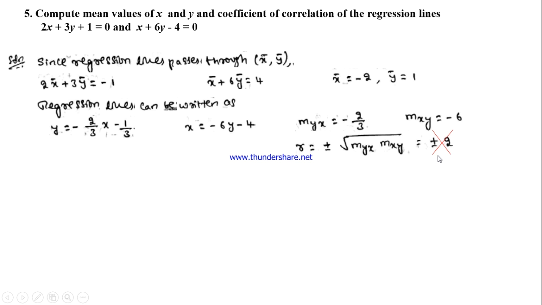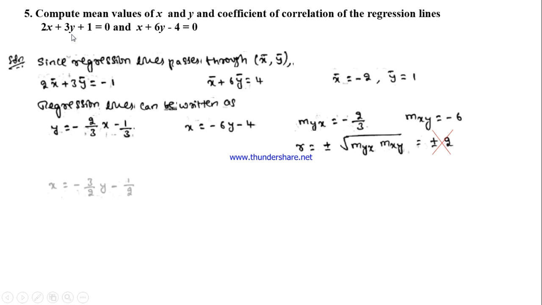Then what is wrong? The reason may be that I assumed this as the regression line of y on x and this as the regression line of x on y. But there is a chance that this is the regression line of x on y and this one is the regression line of y on x.